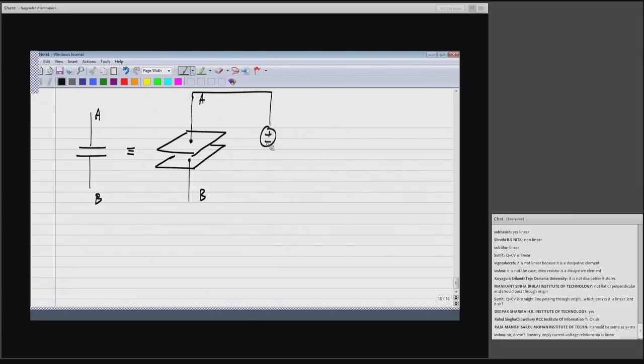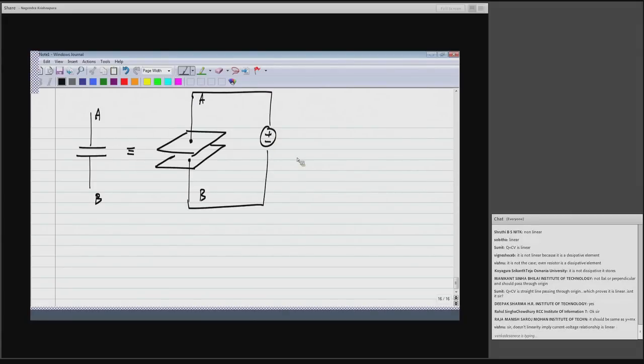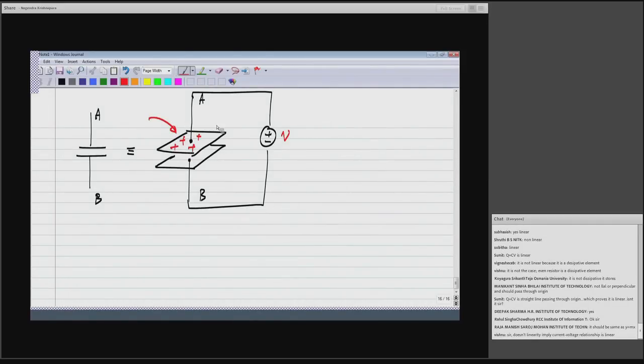If I apply a voltage across the capacitor, what happens is, let's say this is a certain V on the upper plate where this V is applied, the plate connected to the positive terminal of V. There will be a positive charge. Whether it's positive or negative depends on the value of V. The charge depends on this voltage V, and it's given by C times V.